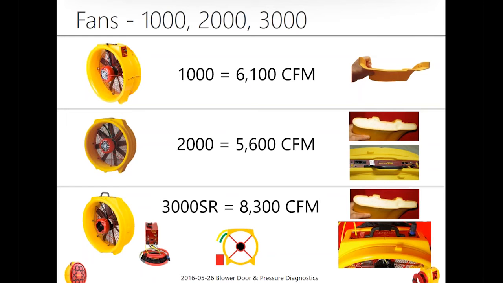So the 1000 fan, which up until just about last year was the standard residential fan, Retrotec, maxed out at about 6,100 CFM. You'll notice that it has an injection molded shell that is very durable, very strong, but much lighter than the previous fan, which was the 2000. The 2000 fan had a shell that was actually filled, and this is why many people think of this fan as a very heavy fan. In fact, it really actually was, but it was extremely durable.